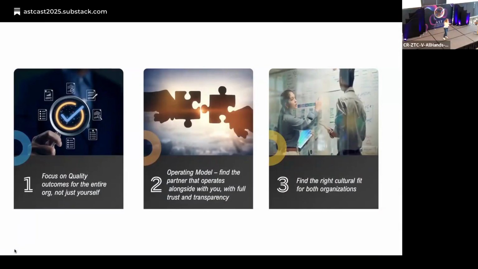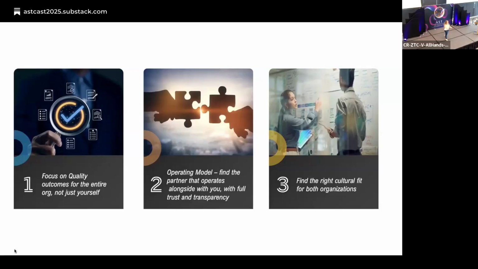So we want to focus on quality outcomes for everyone. I think if everyone has a good intent for the whole organization, we'll all do better. You want an operating model that can work for everybody, whether it's staff aug, strategic partnership, federated, whatever it is, you figure out what operating model works. And then what the right company culture is. Sometimes our clients actually do want to change their company culture and we can help with that. And then sometimes they love where they're at and they want us to figure out how to evolve to them.